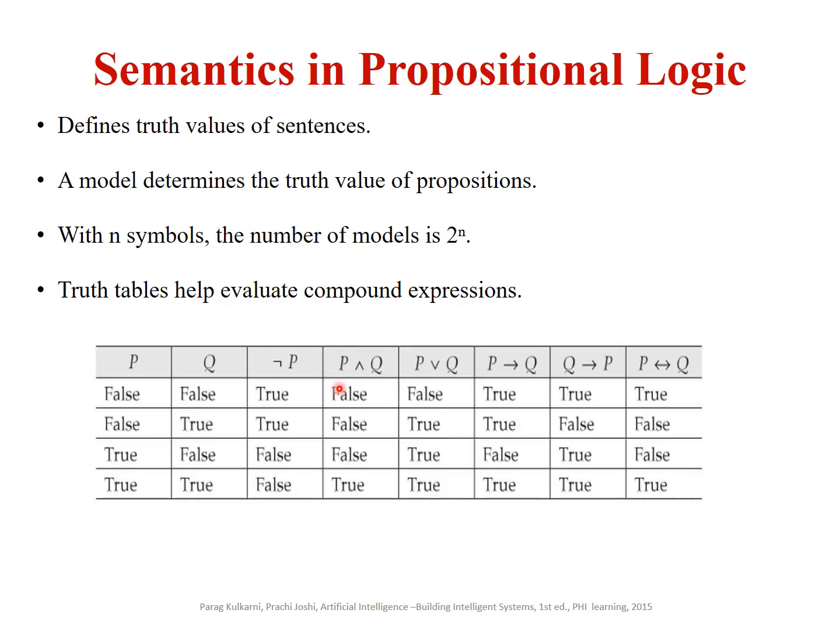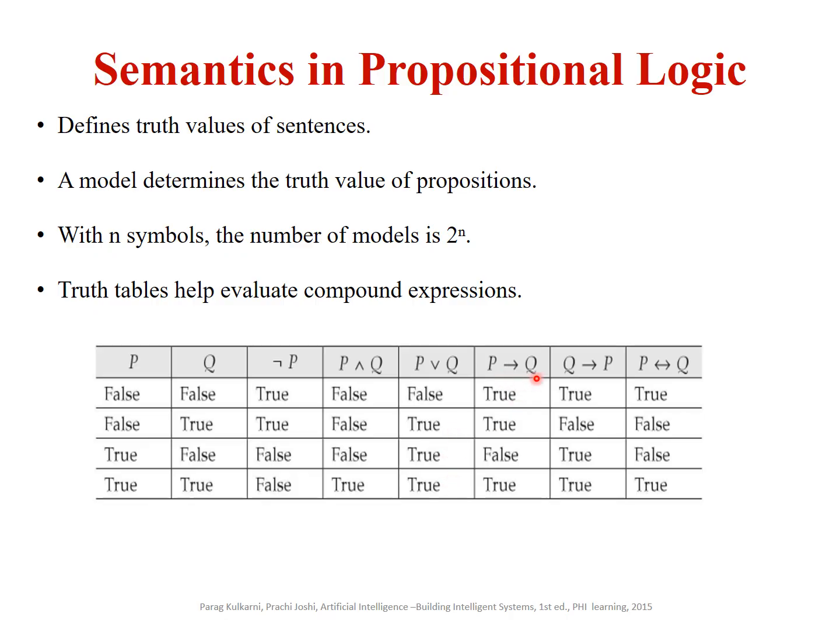P conjunction Q: both P and Q should be true, only then P and Q will be true. So in this case P and Q are true, here P conjunction Q is true. P disjunction Q, P or Q: here either P or Q should be true. So in these three cases, Q is true, P is true, P and Q are true. P disjunction Q will be true in these three cases.